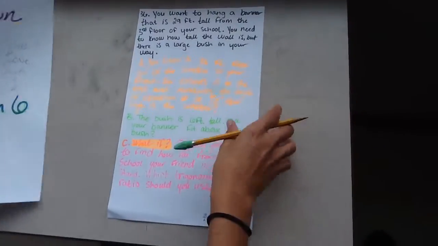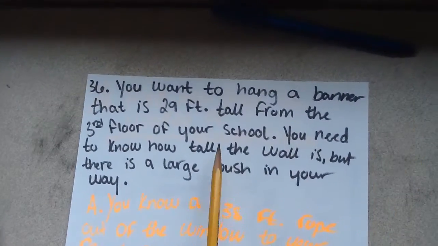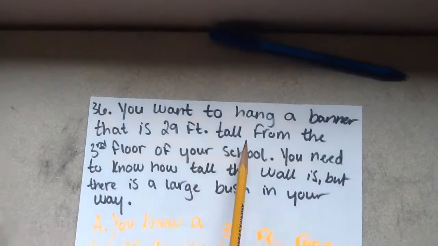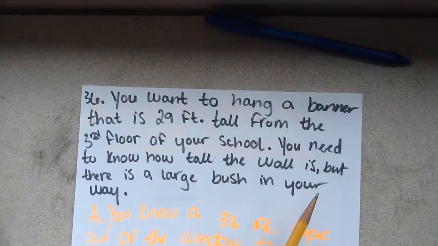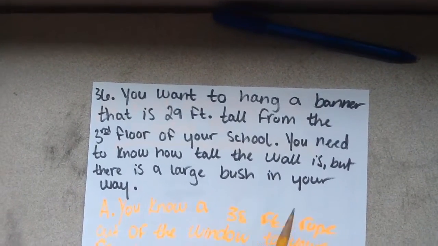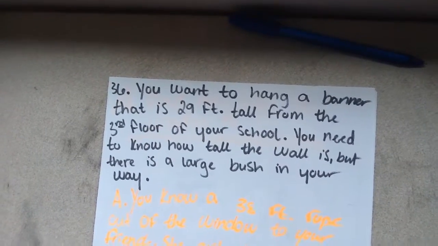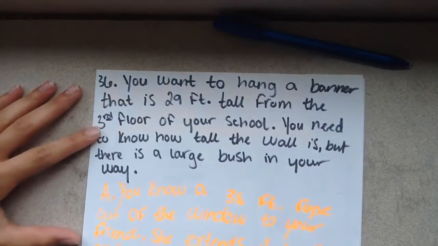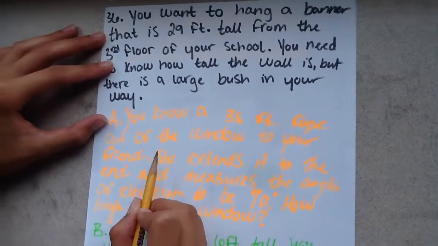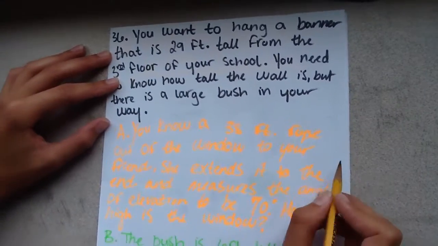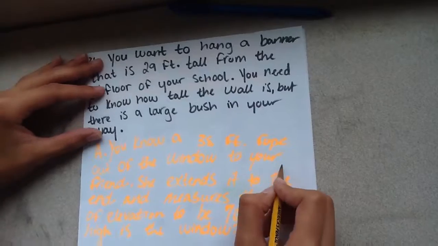For question 36, it states that you want to hang a banner that is 29 feet tall from the 3rd floor of your school. You need to know how tall the wall is, but there's a large bush in your way. So this is a multi-step problem. For part A, you know that a 38-foot rope is going to hang out the window to your friend.